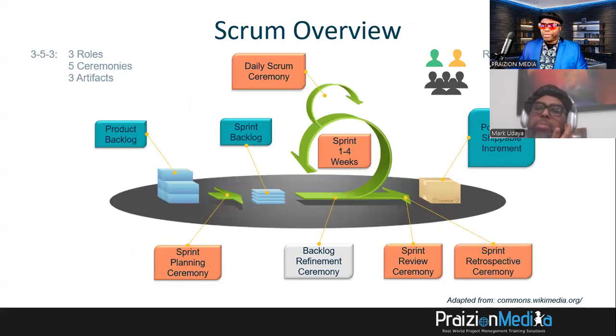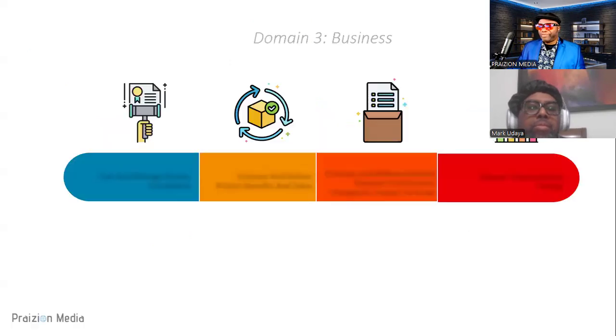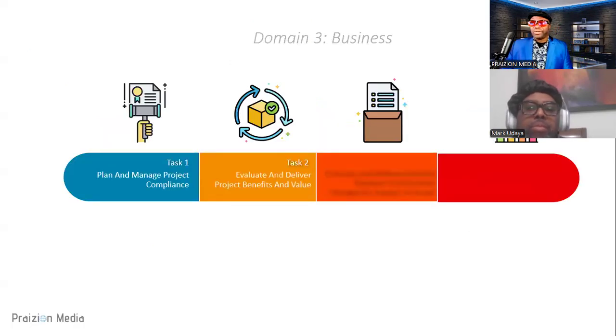Finally, you've got to know your Scrum framework, the 3-5-3. That's it. Okay, in closing, for the business domain, it's so straightforward. You've got four things: the compliance, you've got to manage it; you've got to deliver value, benefits and value; you've got to evaluate the value, then you've got to deliver it.